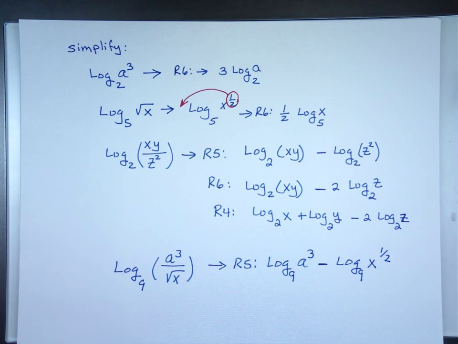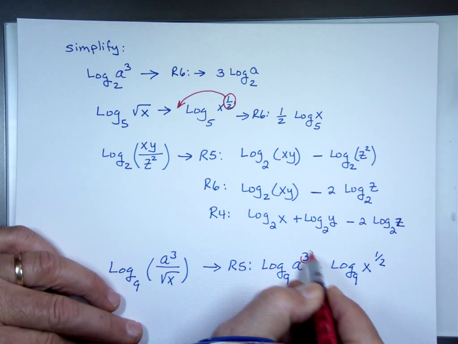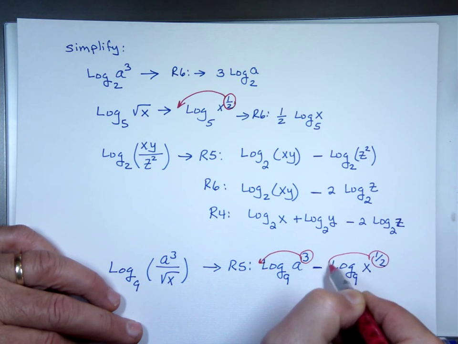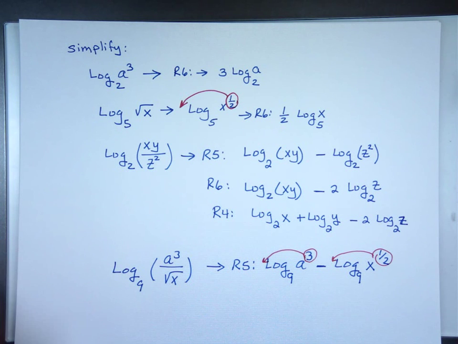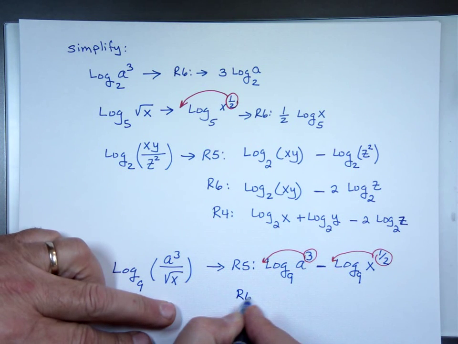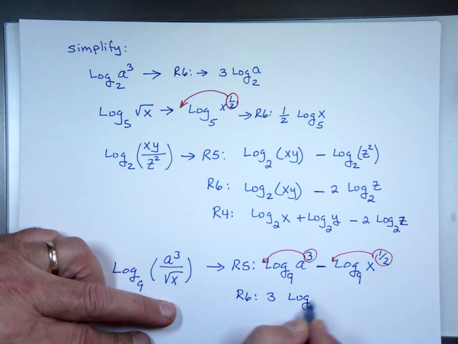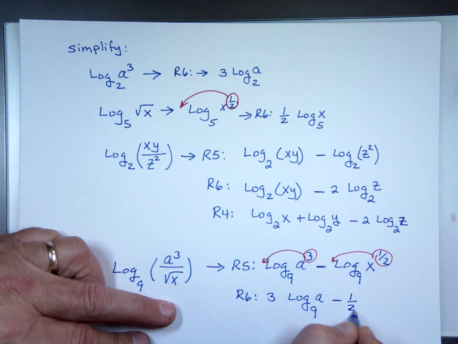Next, I'm going to do what? Rule 6, right? So if you apply rule 6 there, it's 3 times the log of a base 9 minus 1/2 the log of x base 9.